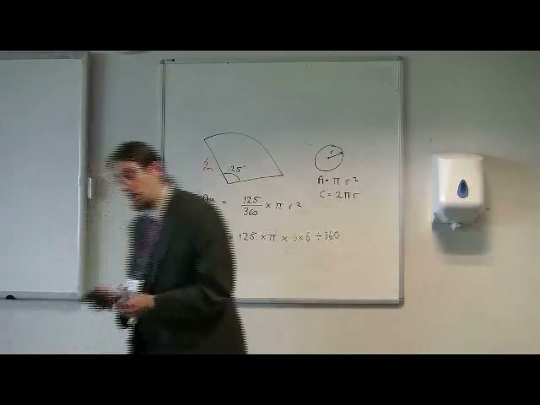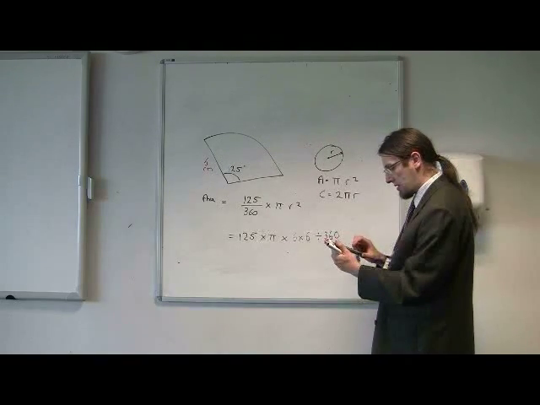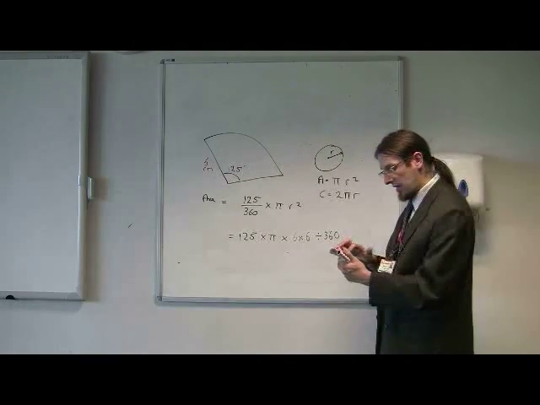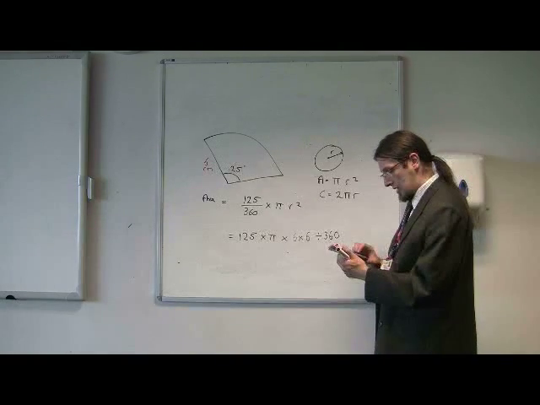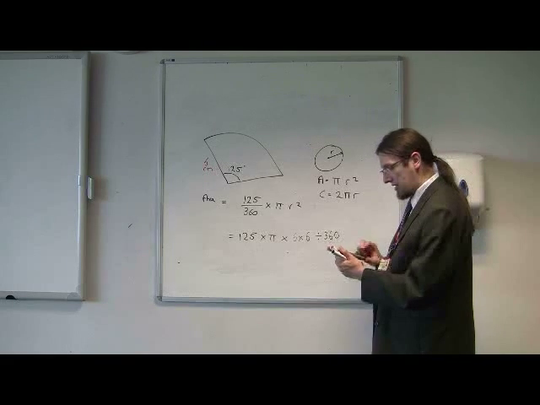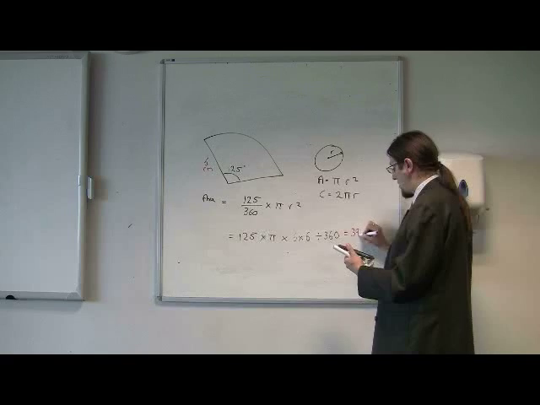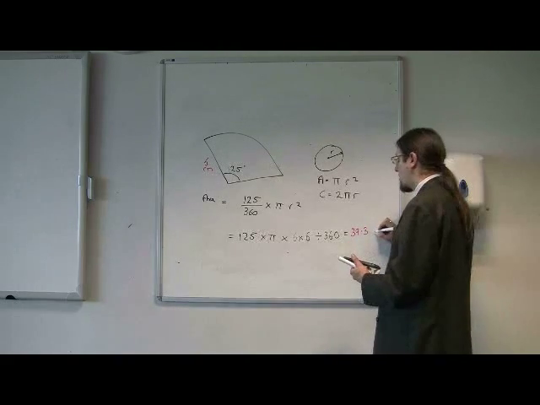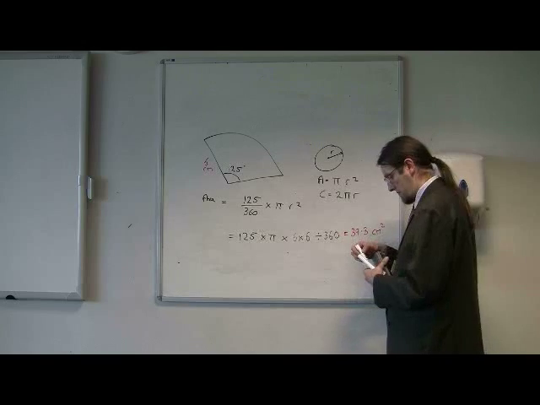So let's just check if we can get the same answers. So we have 125. I'm going to use the pi button on my calculator, but you could use 3.14 times 6 squared divided by 360. 39.3 centimetres squared.